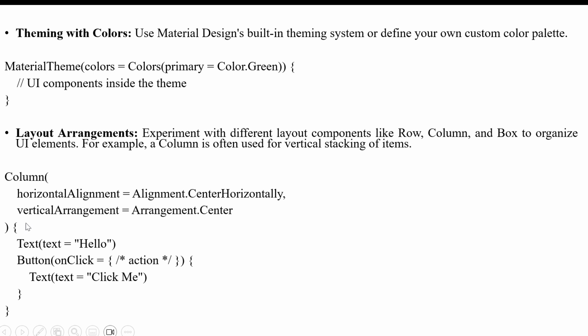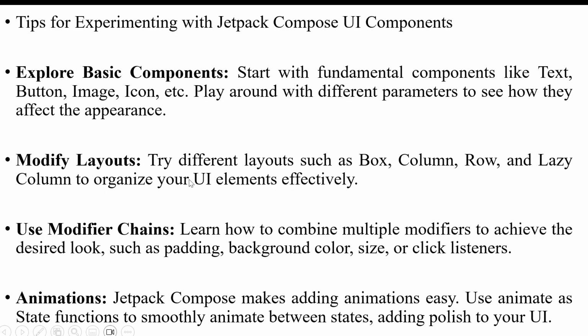Column, horizontalAlignment equals Alignment.CenterHorizontally. So the horizontal items are placed from the center, and verticalArrangement equals Arrangement.Center. So the vertical items go in this way, and then the horizontal items go in this way. Text equals Text, "Hello", button text, and this is the action which is to be performed.